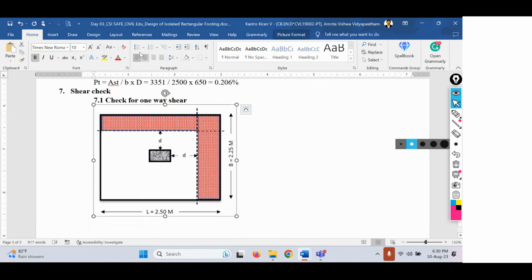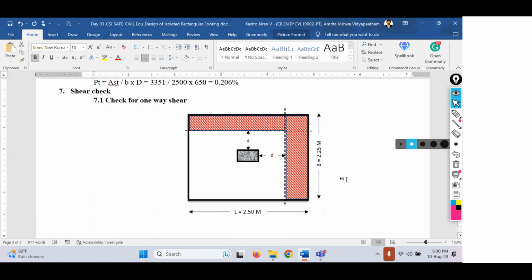Yeah, so this is the image I was talking about. The critical section for one-way shear will always act at a distance d from the faces of the column. So this is one face of the column and this is another face of the column. Along all the four faces, the critical section will be at a distance d from the face of the column. If you consider this small one as the column, from its face at a distance d, we have to find out this d value. From here at a distance d, the critical section will act.